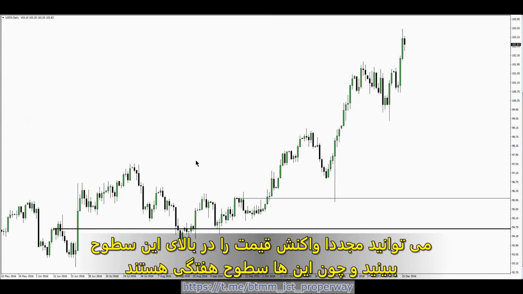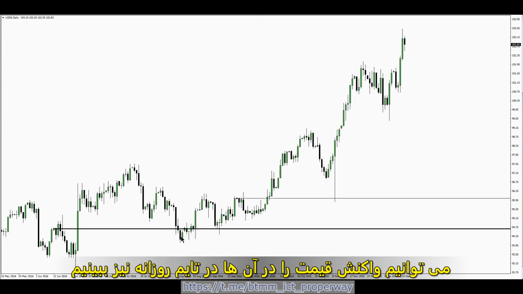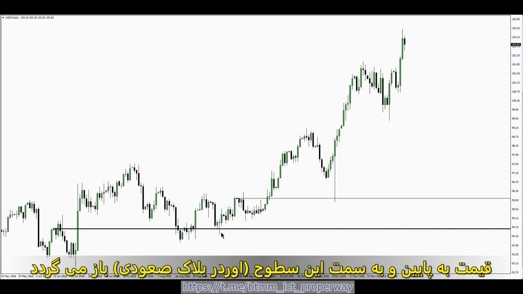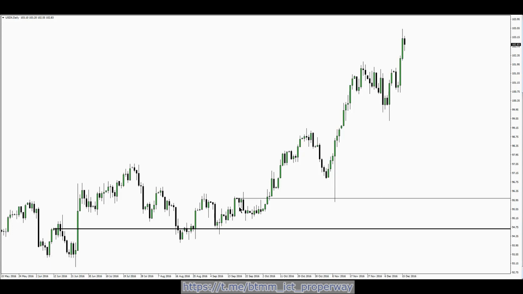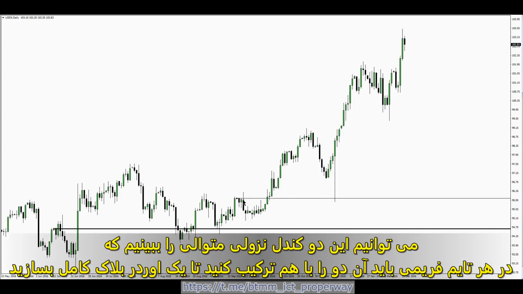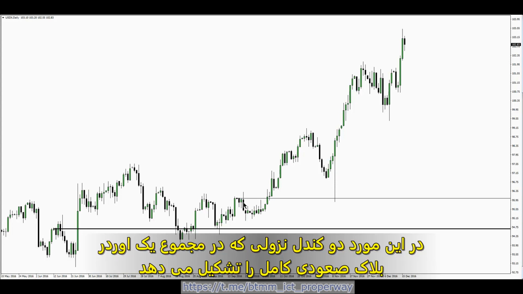You can see the reactions at these levels again, and now because these are weekly levels, we can see the reaction at them on a daily basis. The levels traded back down into here, bullish order block, the weekly level that we transpose over here onto a daily. We can see this down candle, two down candles in a row. On any time frame, you have to blend them together to get one full order block. In this case, it's two down candles as one full bullish order block.